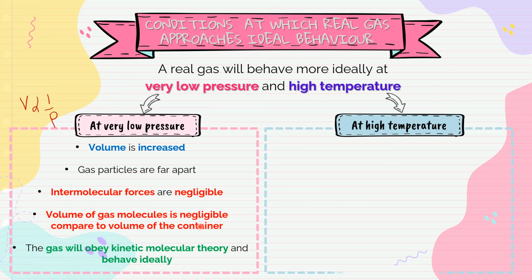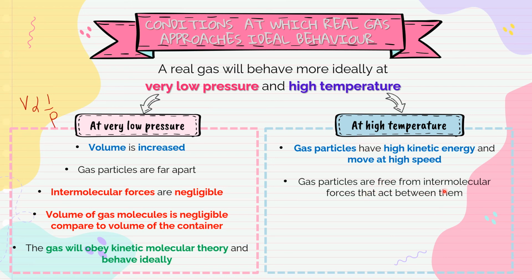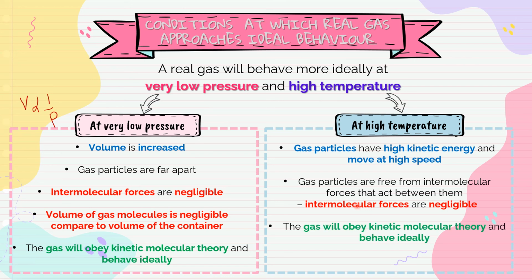Okay, that is the first. The second, at a very high temperature. At a very high temperature, we supply high heat. So what happens? Gas particles have high kinetic energy and move at a very high speed. They move very fast. So what happens? Gas particles are free from intermolecular forces that act between them. Imagine, they move so fast that they have no time to chat with the friend beside them. They are running, so there is not even time to say hi to the friend beside. So when that happens, there will be no interaction, no attractive forces. So we can say the intermolecular forces are negligible. Again, you see the trend is the same. So if intermolecular forces are negligible, where does it lead us? Yes, the gas will obey the kinetic molecular theory and behave ideally.